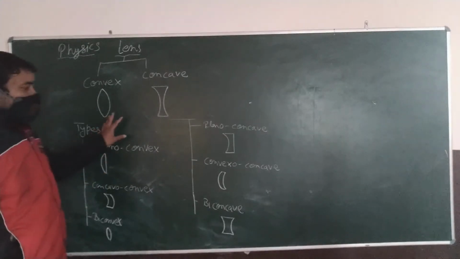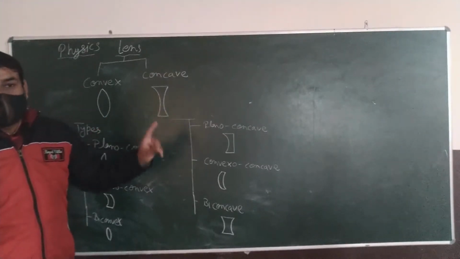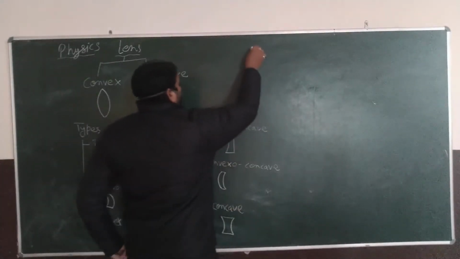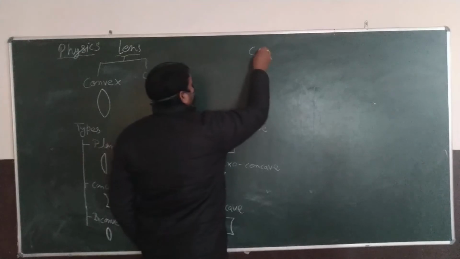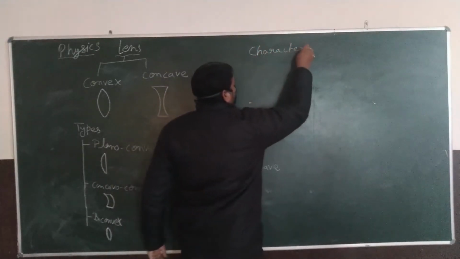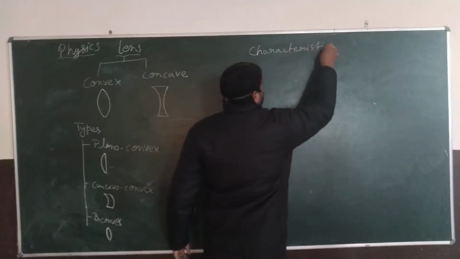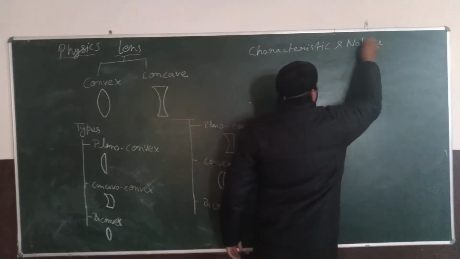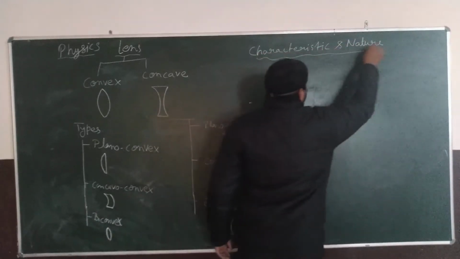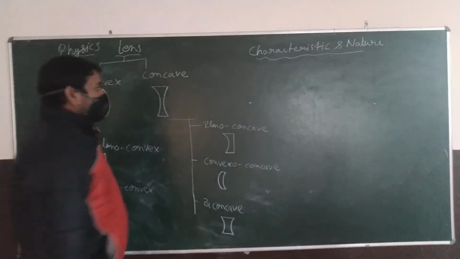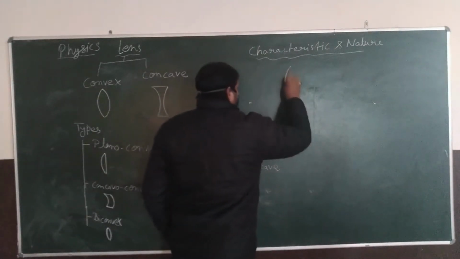Now we understood the characteristics of the types of lenses and their meaning. It is most important to understand the behavior of the lens and its properties. Now we have the first one.